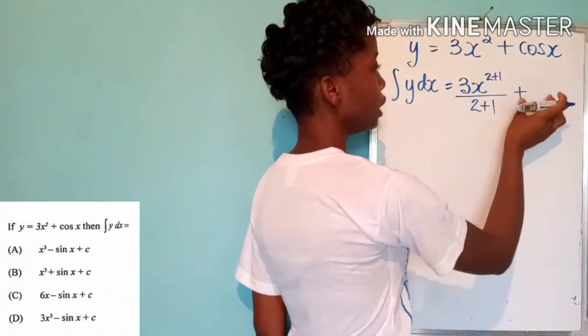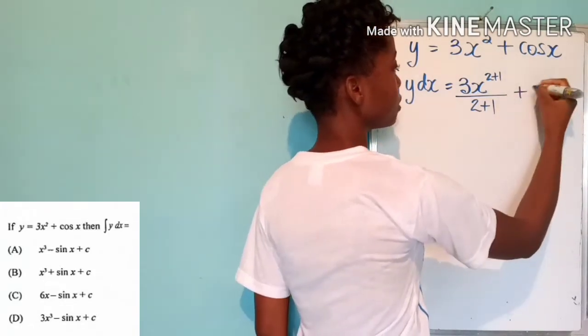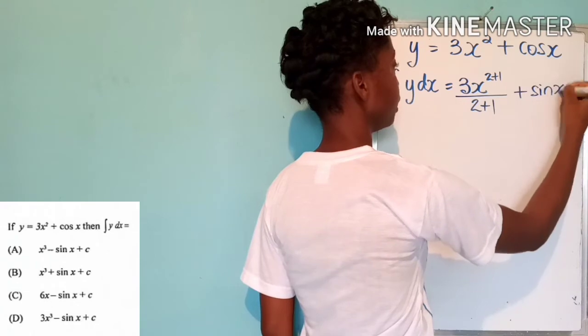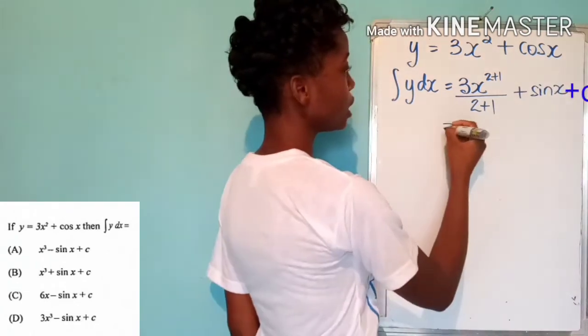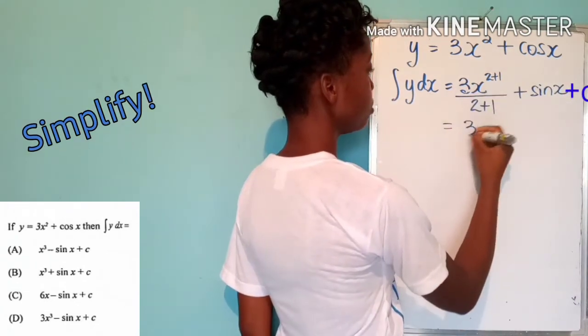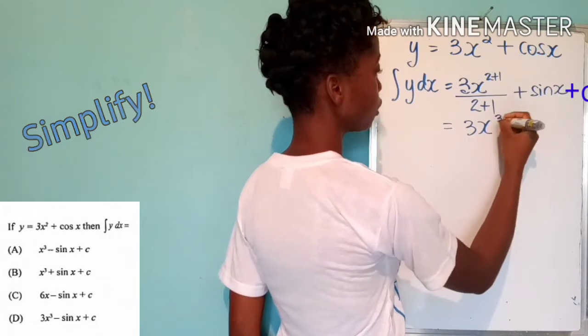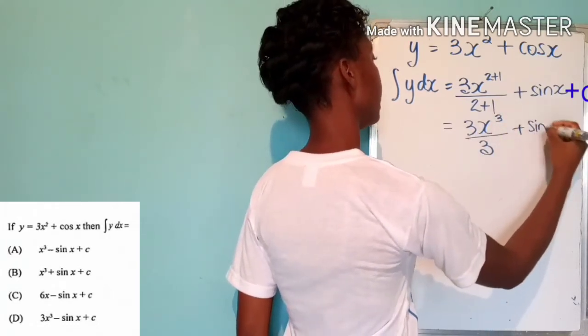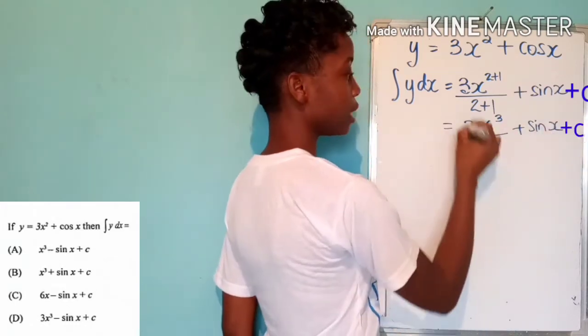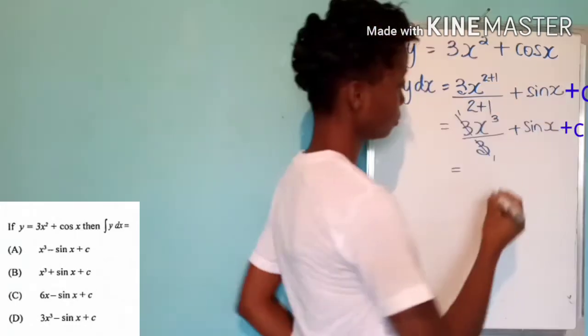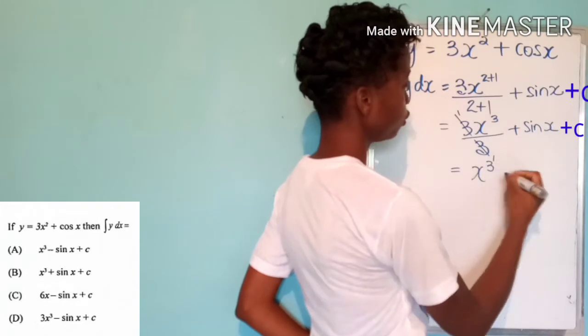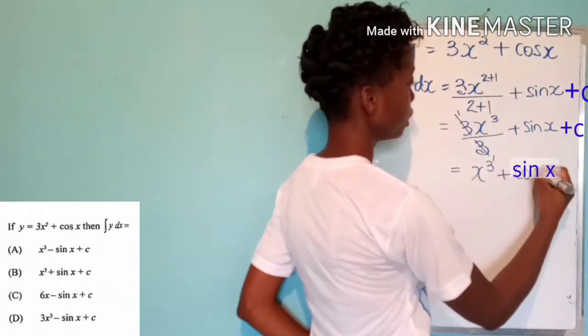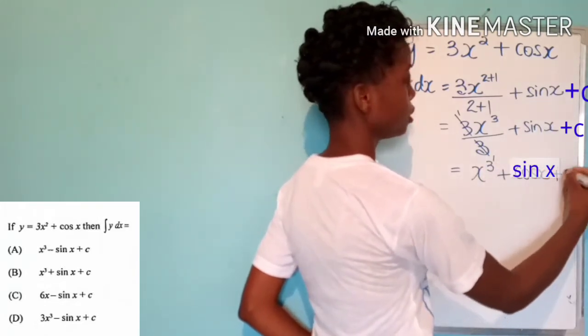Plus, the integral of cosine x is going to be sine x. And so we can simplify. This is going to be 3x cubed divided by 3 plus sine x. And we can further simplify this by reducing to x cubed plus sine x plus c.